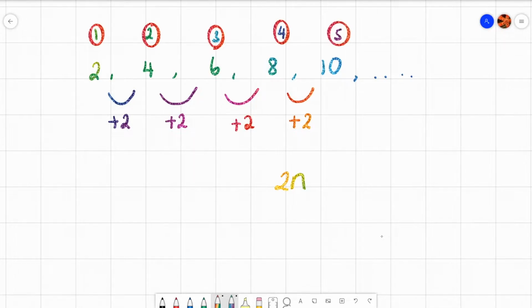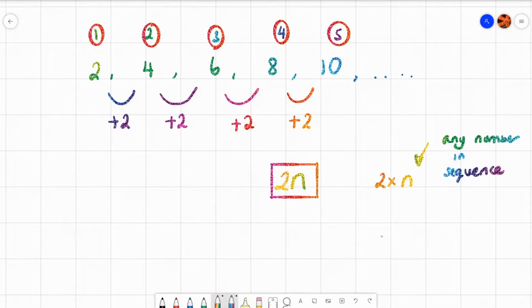I'm saying that my sequence is 2n. What I do is, n means any term in your sequence. If we're looking at the first number in the sequence, I'm going to replace n with 1. What does 2n mean in maths? 2n actually means 2 times n, doesn't it? And n means any number in the sequence.